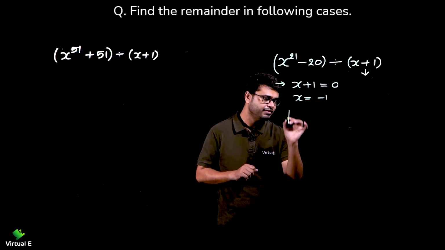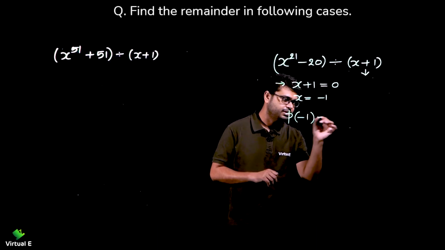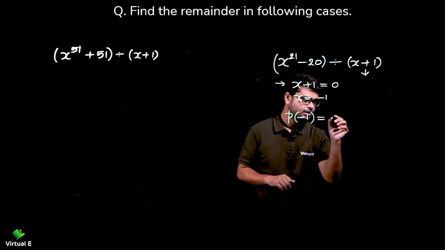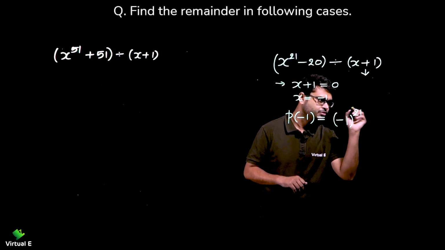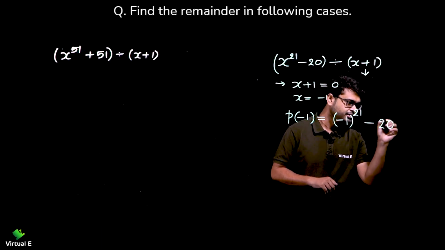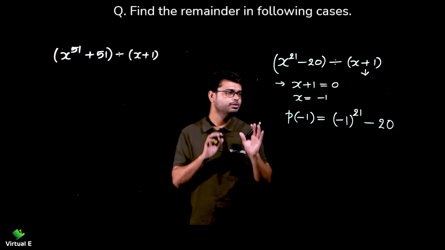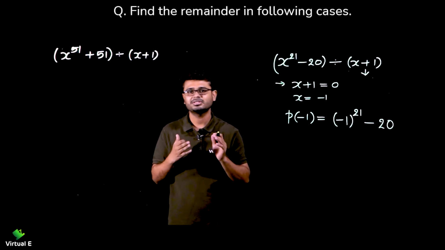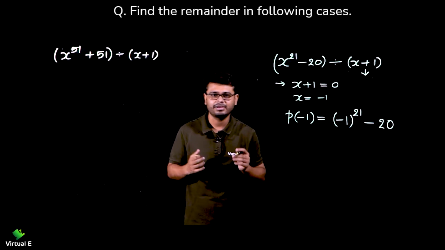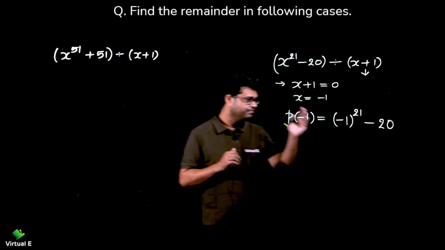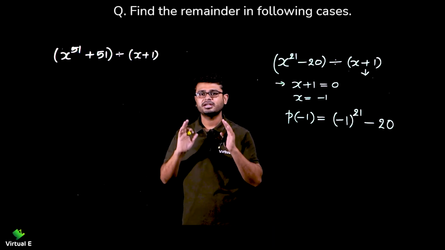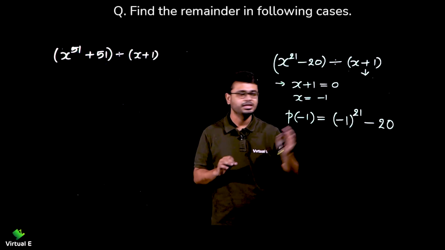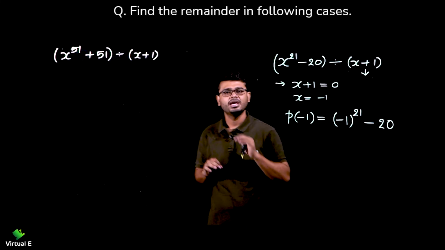Let's start. So we will find the value of the polynomial. Wherever we see x in the polynomial, we are going to replace it with minus 1. So here minus 1 raised to 21, and in subtraction that is 20. Very simple. Now 1 raised to any number remains as it is, because 1 multiplied by 1, however many times you multiply, the answer is going to remain 1 only. But here we have minus 1. Now for minus 1, remember one very simple trick. If it is an odd power, then the answer will be minus 1. If it is an even power, the answer will be positive 1.